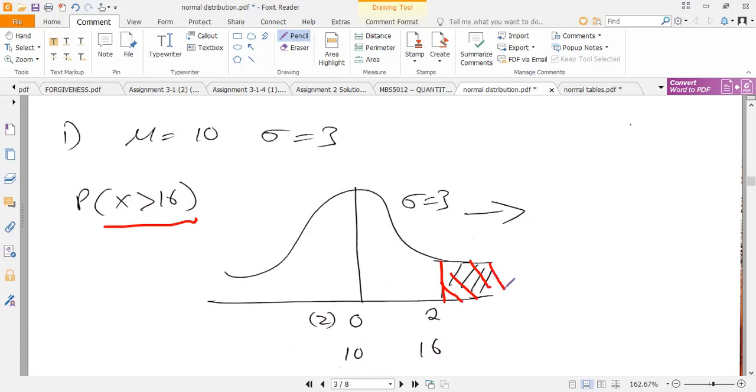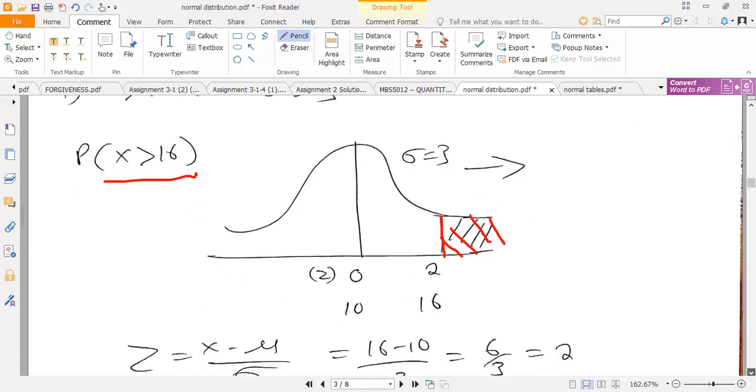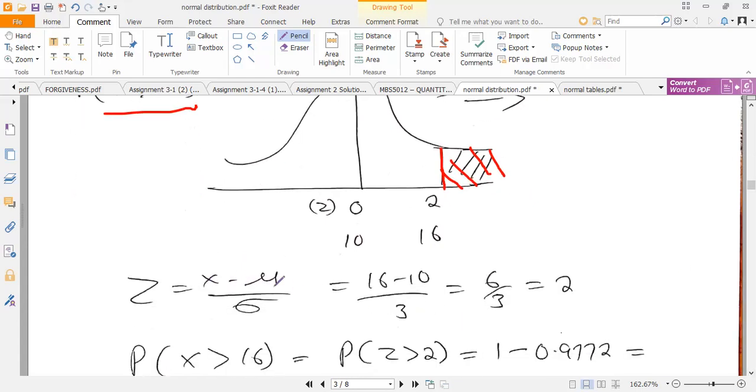That is step number 2, shading. Step number 3, standardize. This 16 here, how do we standardize it? How do we simplify it? The formula for standardizing is x minus mu over standard deviation. Our x is 16, our mean is 10, and our standard deviation is 3. So 16 minus 10 is 6. 6 over 3 is 2. So this 16 stands for 2 in the table.